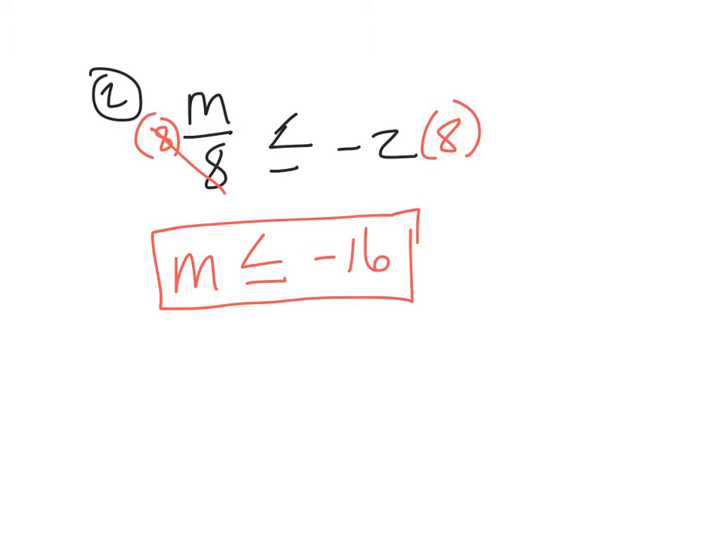And then you could graph that. Okay, so it's only when you move the negative over to the other side by either multiplying or dividing that you flip the sign in the middle. Okay?